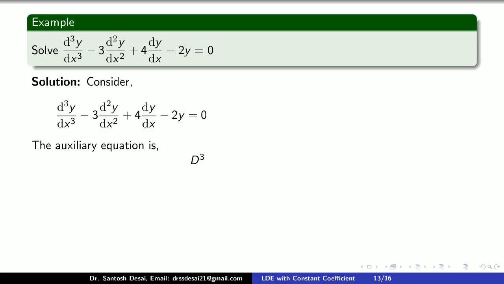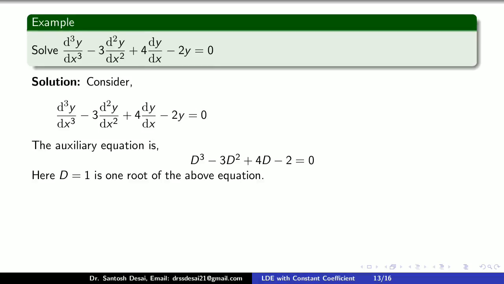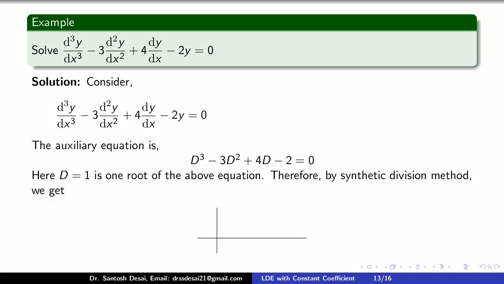The auxiliary equation is d cube minus 3d square plus 4d minus 2 is equal to 0. Now again it is a cubic equation, so you have to apply the synthetic division method. So find out one root by trial and error method. So here d is equal to 1 is one root of this equation. So therefore by synthetic division method, first you write the coefficients of d in decreasing order of d. So we get 1, minus 3, 4, minus 2, and d is equal to 1 is the root.